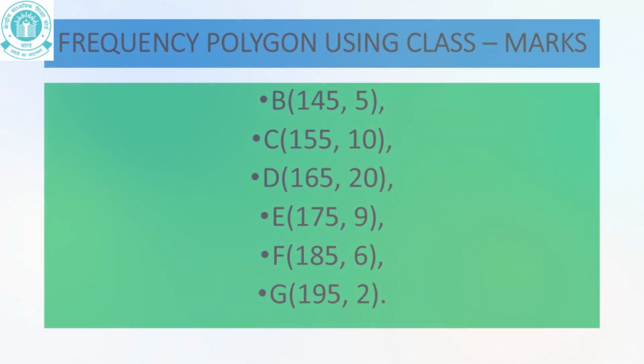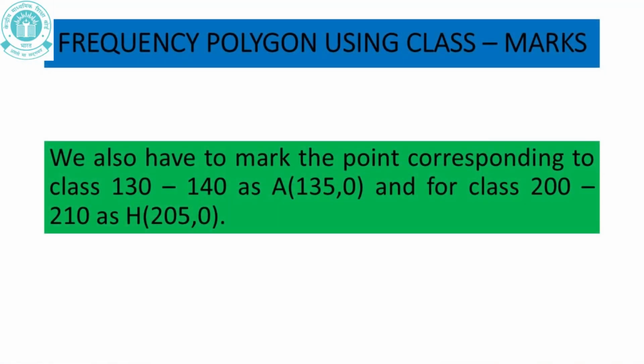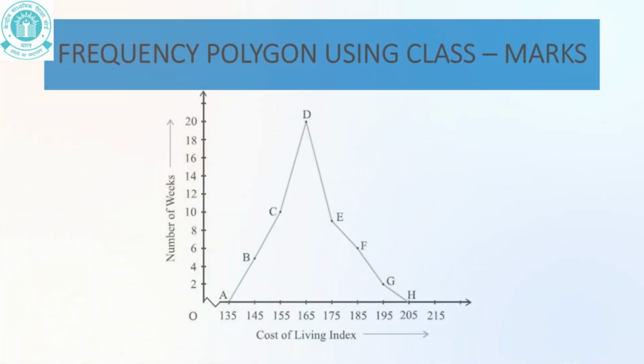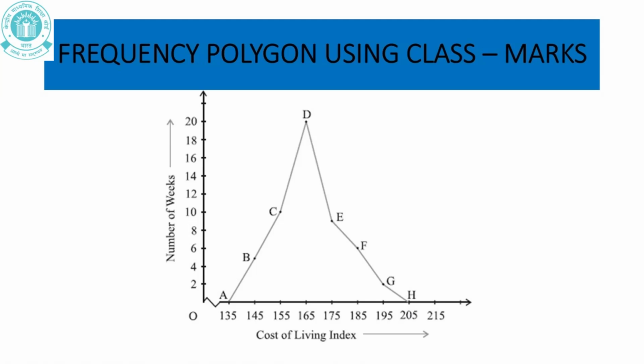We also have to mark the point corresponding to the class 130 to 140 as A (135, 0) and for class 200 to 210 as H (205, 0). So the resultant polygon will be A, B, C, D, E, F, G, H.